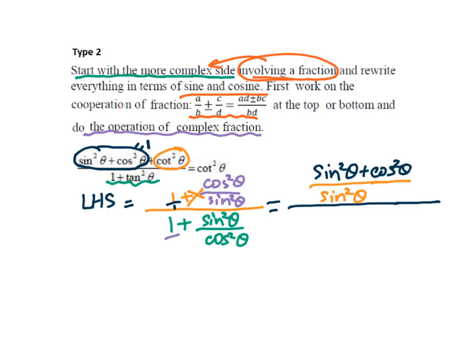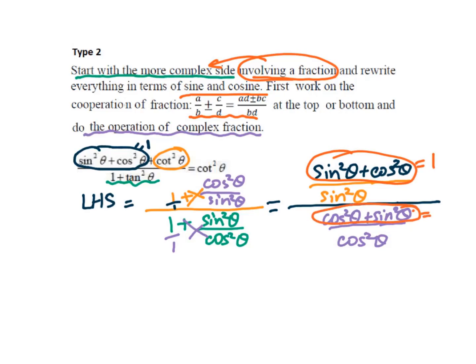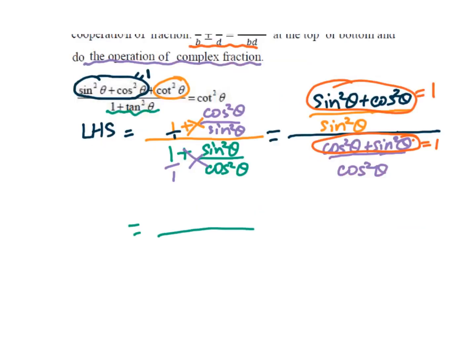Then look at the denominator. Still, I got the cosine square theta. Cross multiply, that's cosine square theta plus sine square theta. We know this part equals 1. This one equals 1. Therefore, we got 1 over sine square theta. Denominator is 1 over cosine square theta.